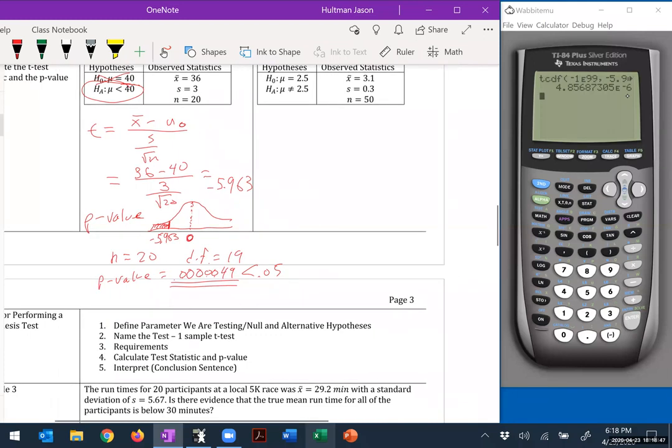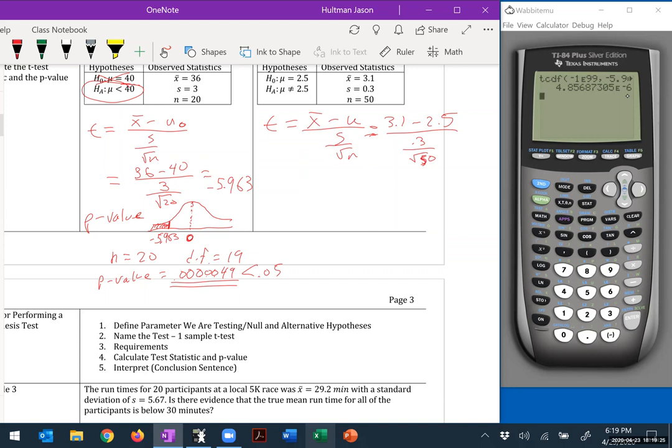Okay, what about the next one here? What about the next t-score? How could I get a t-score for the next value here? Okay, well, let's do the same thing. x bar minus mu over s over the square root of n. Okay, well, what's x bar? x bar is 3.1 minus mu, which is 2.5, all over s, which is 0.3, over the square root of 50.